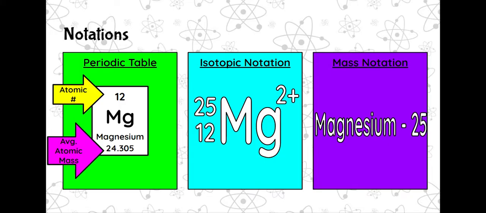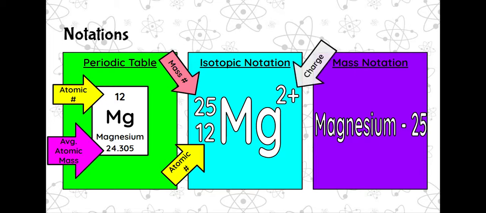In the isotopic notation, it's written with the mass number at the top left, the atomic number on the bottom left, the symbol, so Mg, magnesium in this case, and then you have the charge in the upper right-hand corner. For mass notation, you simply have the element written out in its full form, its full name, and then you have the mass number. Okay. Isotopic notation is the only one where you will see a charge in there if there is a charge. If there isn't, it'll just be blank in that section.